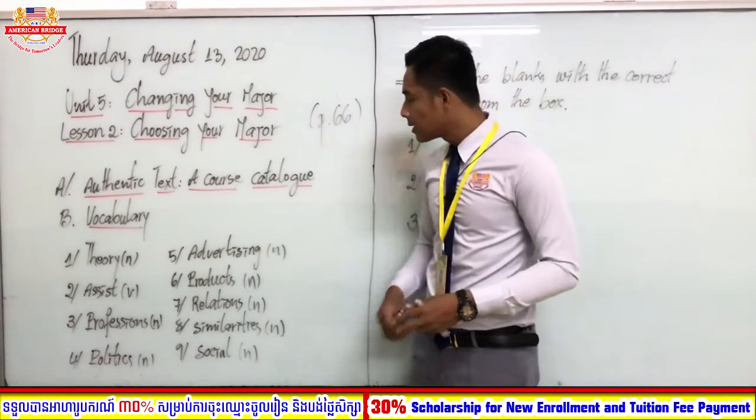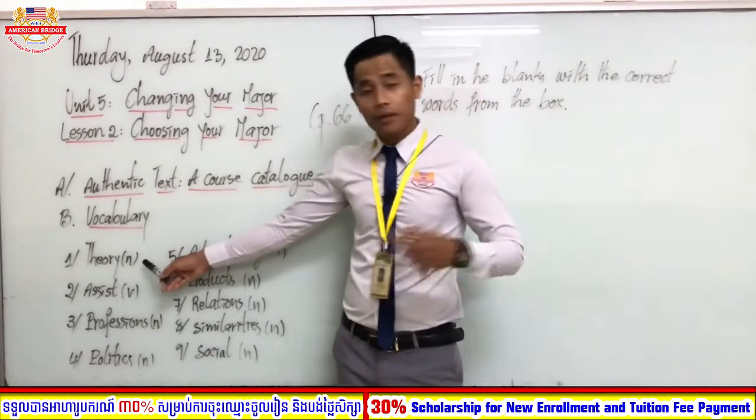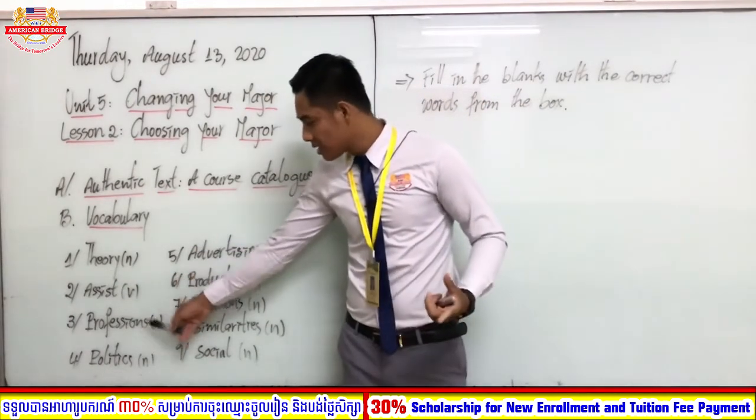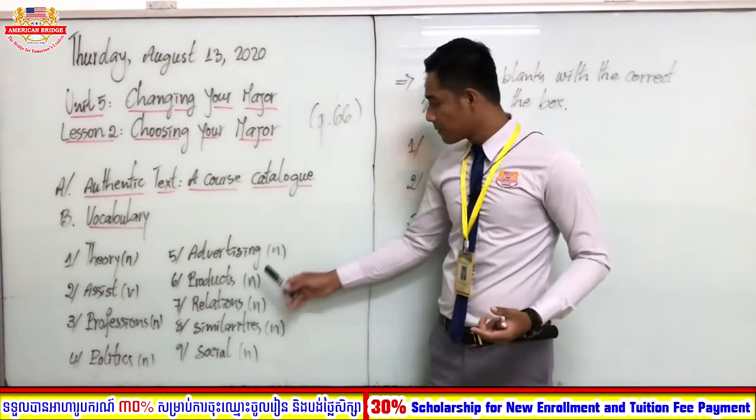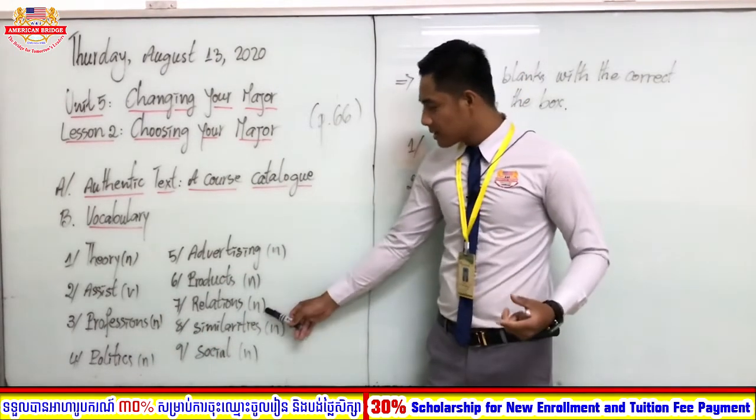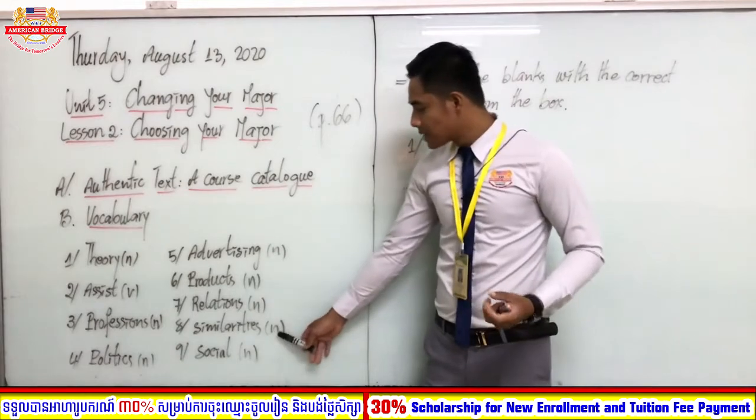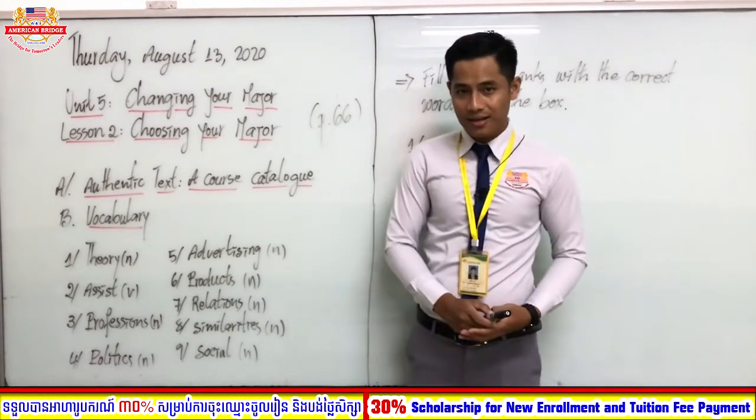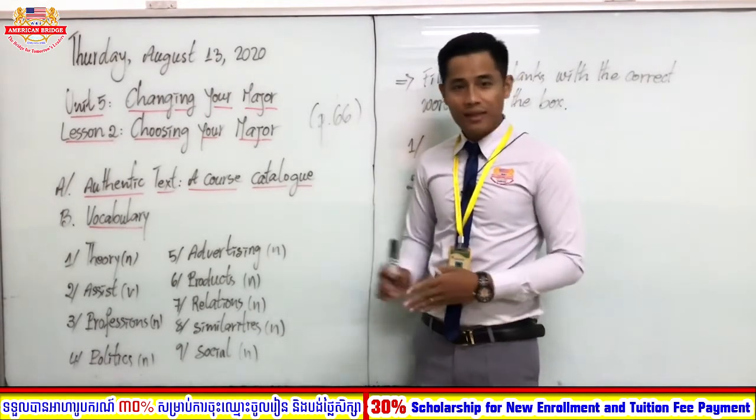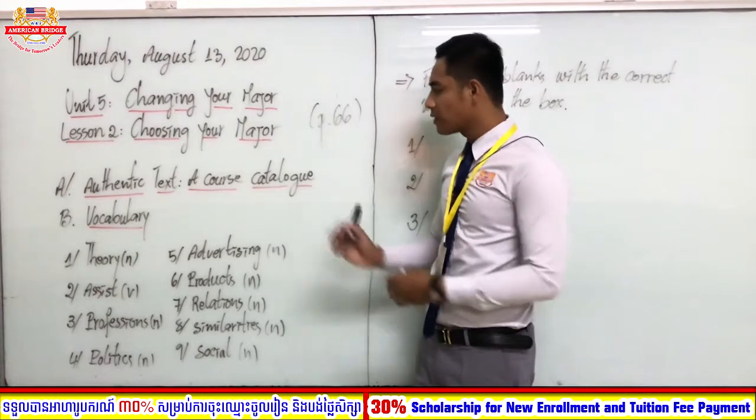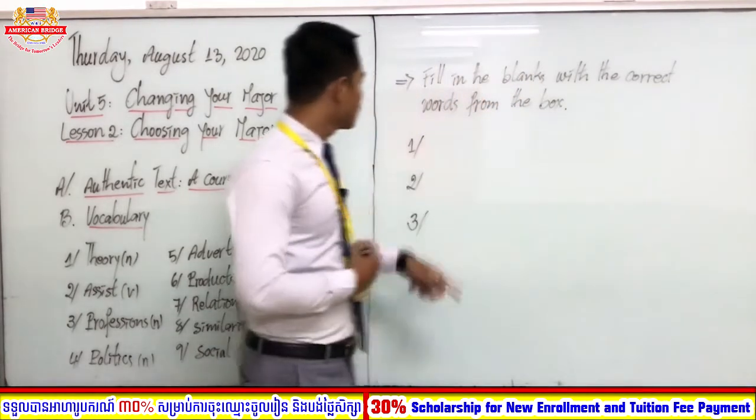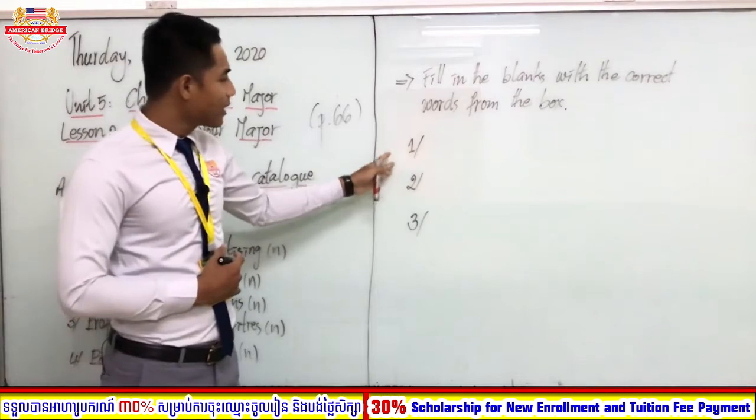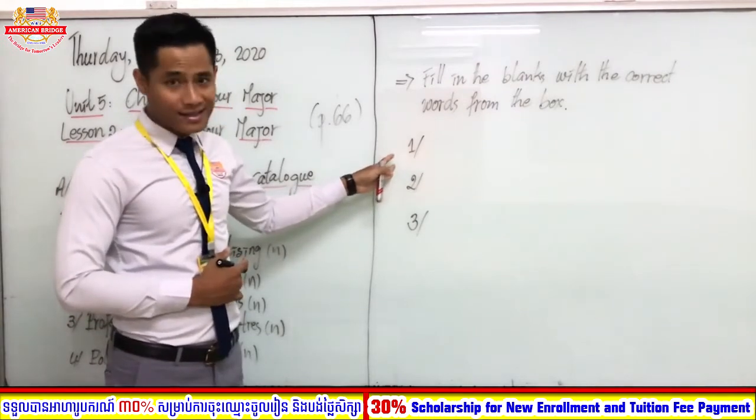So: 1, theory. 2, exist. Professions. Politics. Advertising. Products. Relations. Similarities. Social. Now, students, that's all with the vocabulary. So the last activity, you have to do one exercise over here.